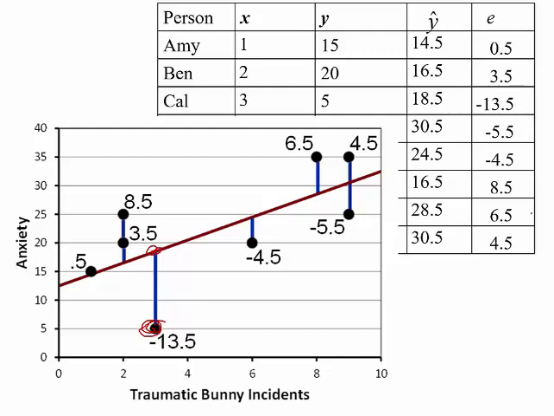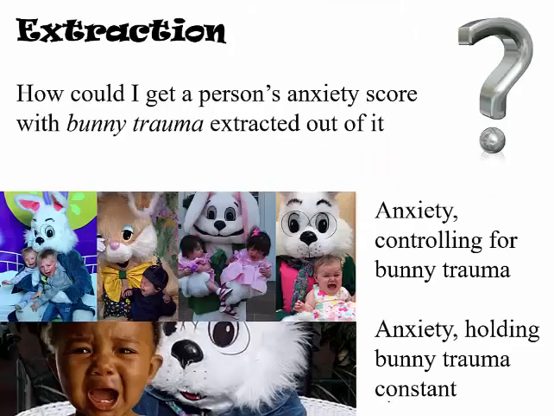And so here we've got, this must be Cal right here, whose actual anxiety was way down at a 5, even though we can see right here we would have predicted 18.5. His actual anxiety was a 5. So 5 minus 18.5 is negative 13.5. That's why it says 13.5 down here, because his actual anxiety was 13.5 units below what we predicted. Okay.